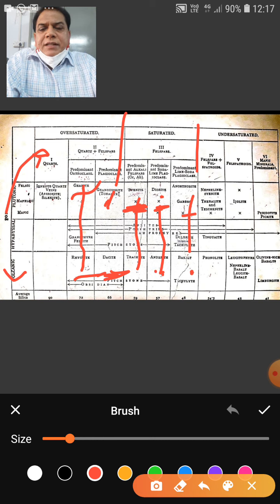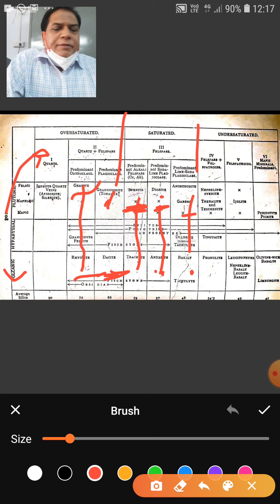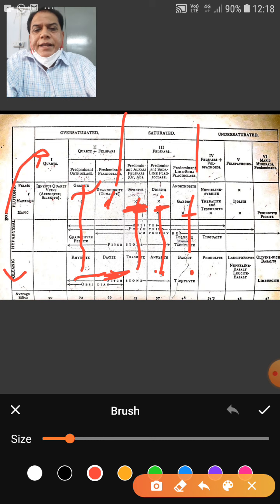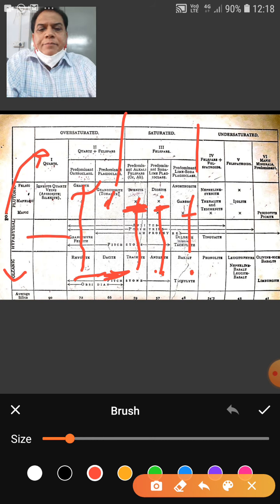Now the hypabyssal rocks, they are named by prefixing the word porphyritic. If you prefix the word porphyritic to the name of a plutonic or volcanic rock, that serves the purpose. For example, porphyritic rhyolite, porphyritic granite, porphyritic basalt, porphyritic gabbro, like this. So the names of hypabyssal rocks as such are there.